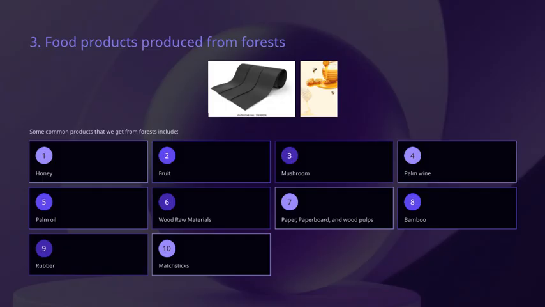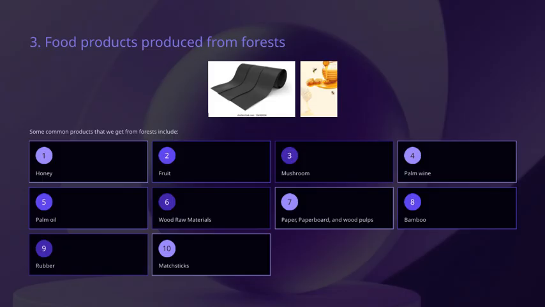We also get palm wine, a traditional alcoholic beverage made from the sap of certain palm trees, which is enjoyed in many cultures. Moving on, palm oil is a widely used cooking oil extracted from the fruit of oil palms, and it's a major product derived from forest resources. Rubber, another vital product, comes from the latex of rubber trees and is essential for countless industries.